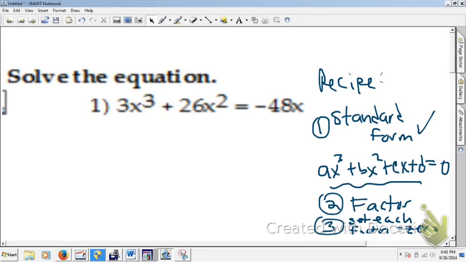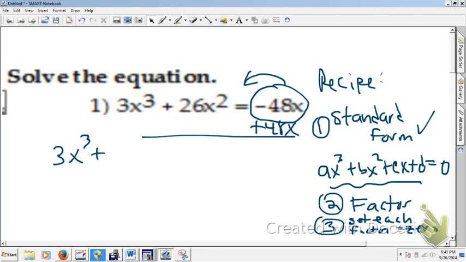Okay, so let's just start off. Let's go ahead and take this piece, toss it across the equal sign. So 3x cubed, and when I say toss it, what you're really doing is adding 48x to the other side of the equation. Make sure you're in that nice descending order. So 3x cubed plus 26x squared plus 48x equals 0.